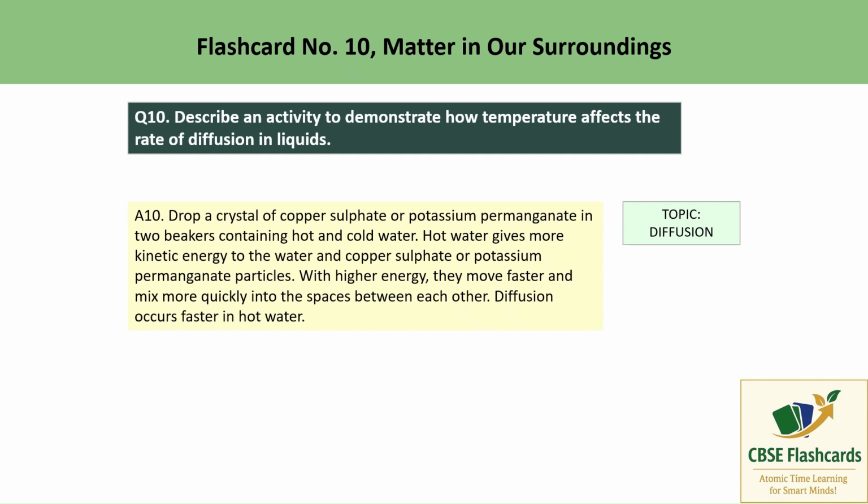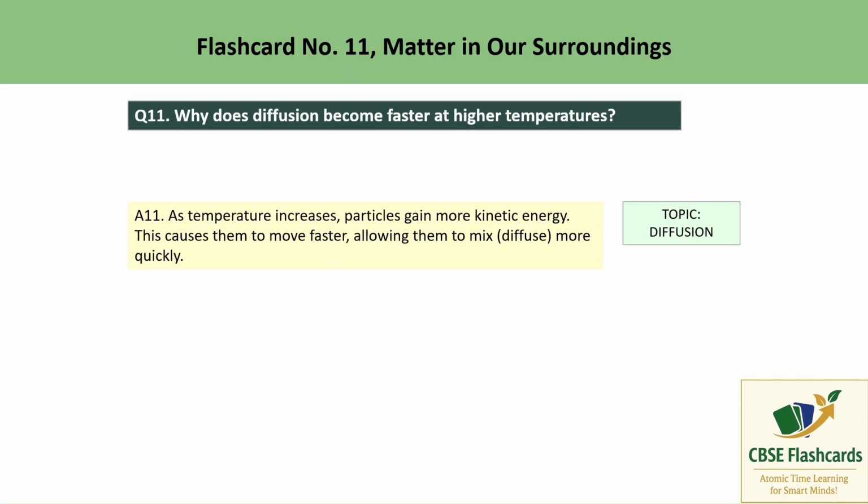Why faster? Why does diffusion become faster at higher temperatures? As temperature increases, particles gain more kinetic energy. This causes them to move faster, allowing them to mix more quickly. Next, we will see a daily life example.